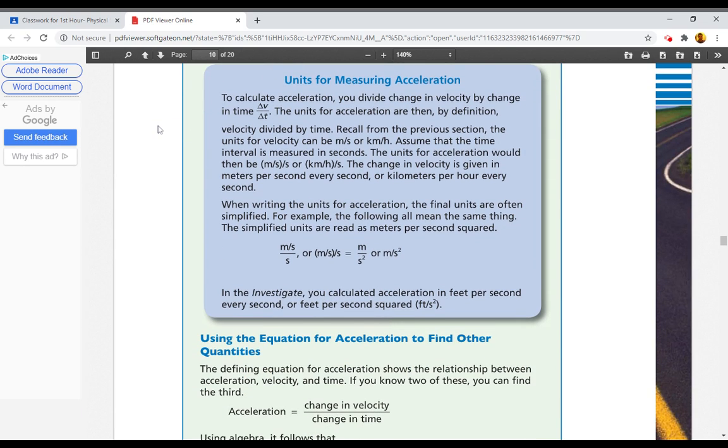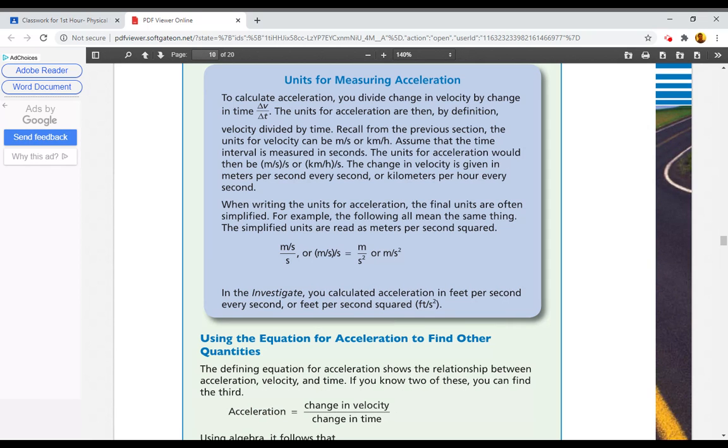Units for measuring acceleration. To calculate acceleration, you divide the change in velocity by the change in time. The units for acceleration are then, by definition, velocity divided by time. Recall from the previous section, the units for velocity can be meters per second or kilometers per hour. Assume that the time interval is measured in seconds. The units for acceleration would then be meters per second divided by seconds, or kilometers per hour divided by seconds.